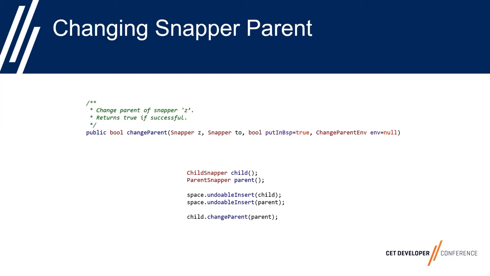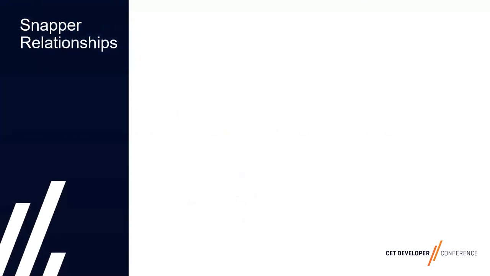I see another question. Would child get parents' property such as finish color? I'm going to come back to that because we're about to start talking about things like that. So, snapper relationships.